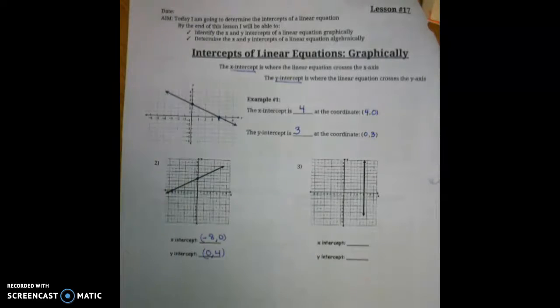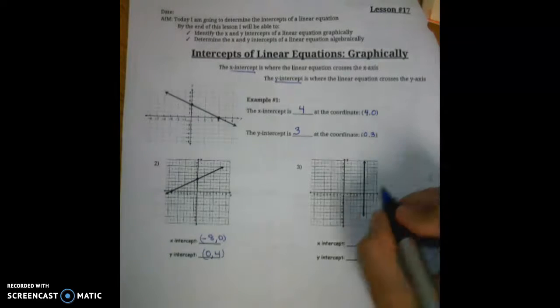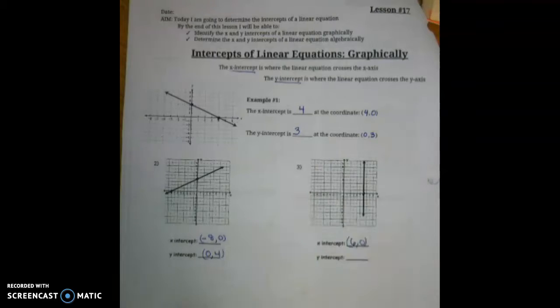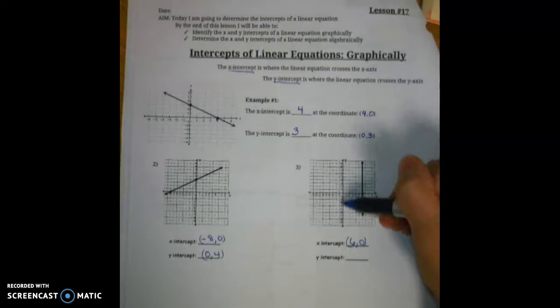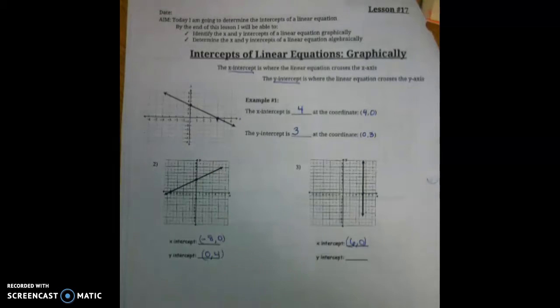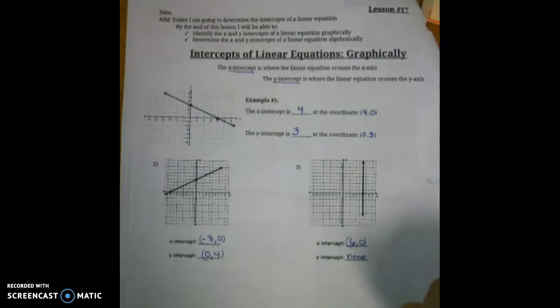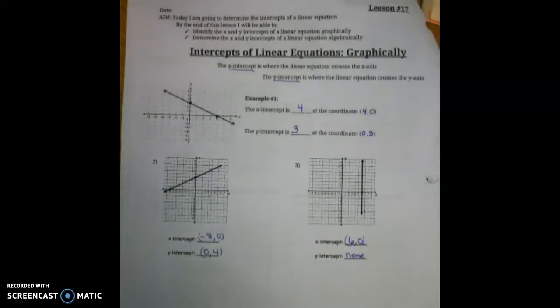Okay, let's take a look at number 3. What is the x-intercept of this line? Hopefully your eyes went to this point at the 6, so we have 6, 0. And the y-intercept, where does this line cross the y-axis? Here's the y-axis, here's the line. Do they cross? No, they're parallel, so we can say none. A line might not have an x-intercept or y-intercept if it's a vertical or horizontal line.